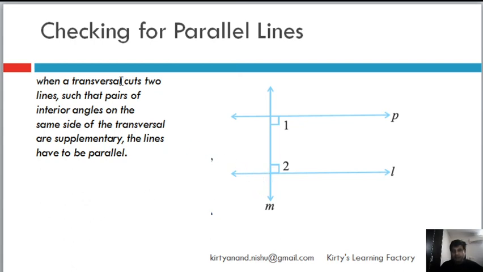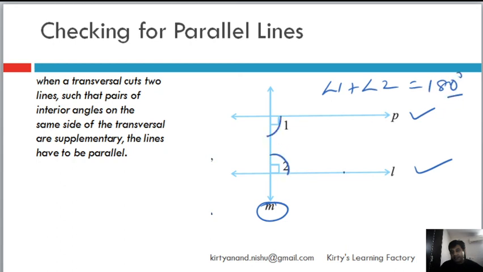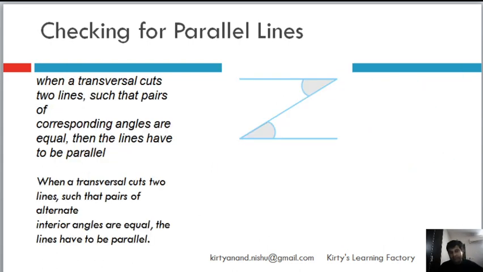This I have already told you, that when a transversal cuts two lines, if interior angles on the same side are supplementary, the lines have to be parallel. This we learned right now. But yeah, if the lines are P and L and the transversal is M, such that angle 1 plus angle 2 is equal to 180 degrees, right? Then the lines P and L will be parallel to each other. It is just the opposite of what we learned right now. These are checks for parallel lines. Okay. So there are theorems and then there are corollaries. So these are corollaries. Okay.